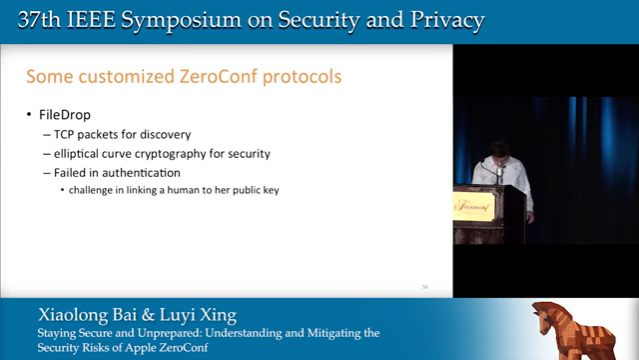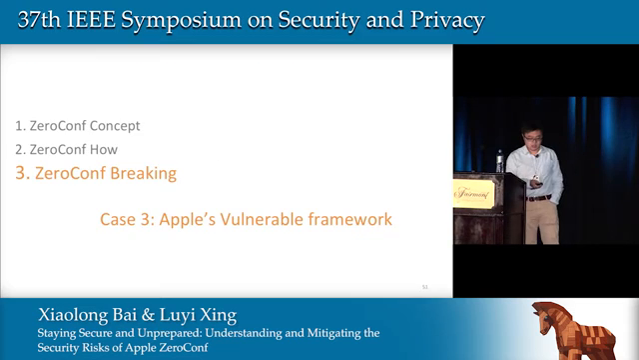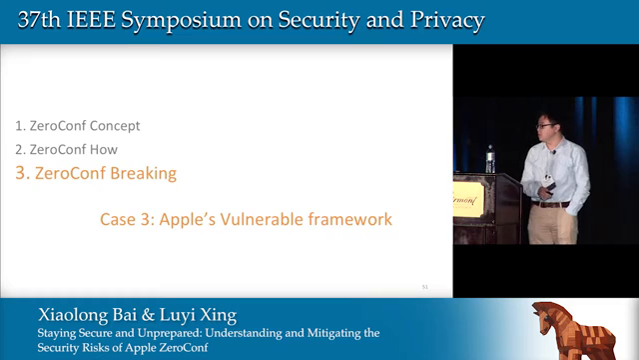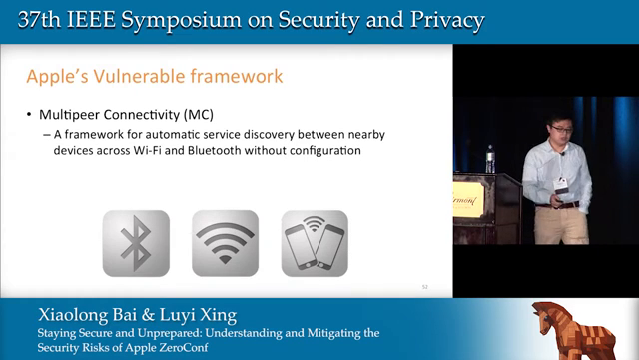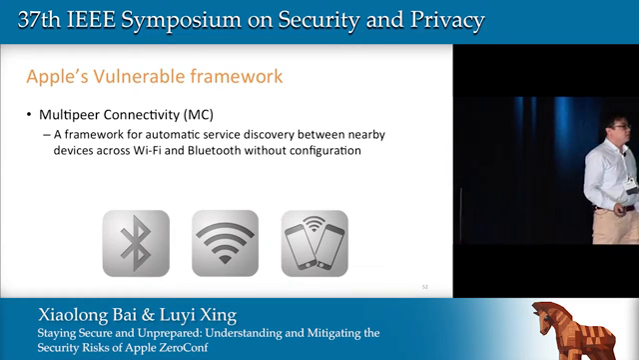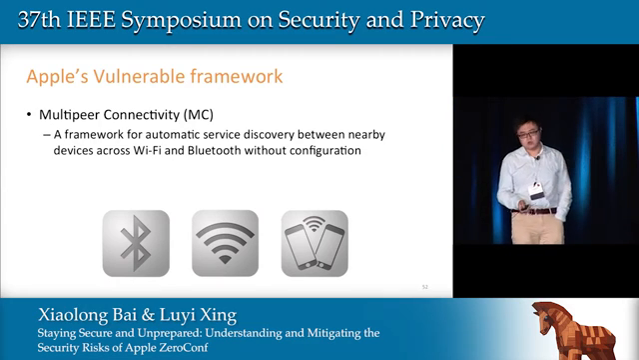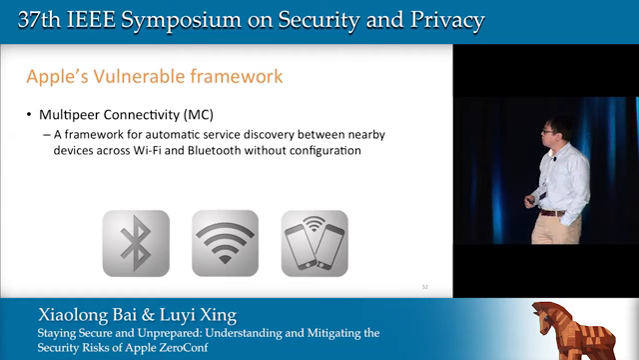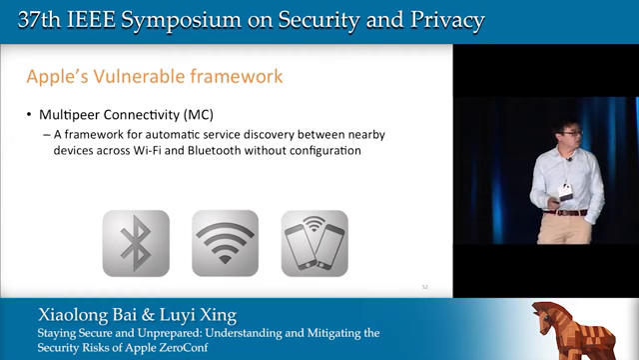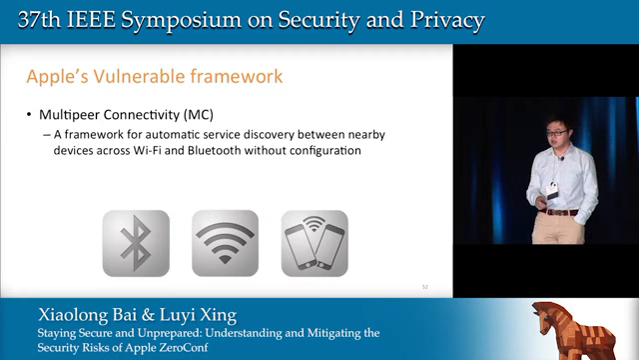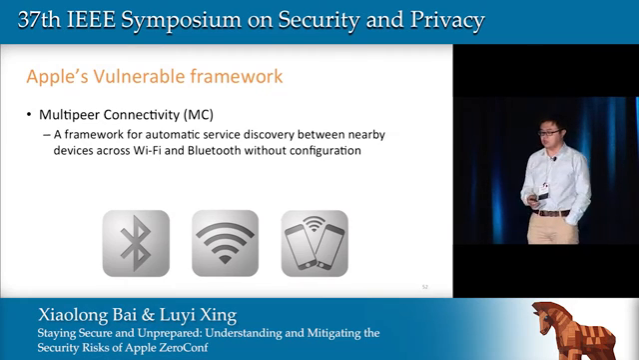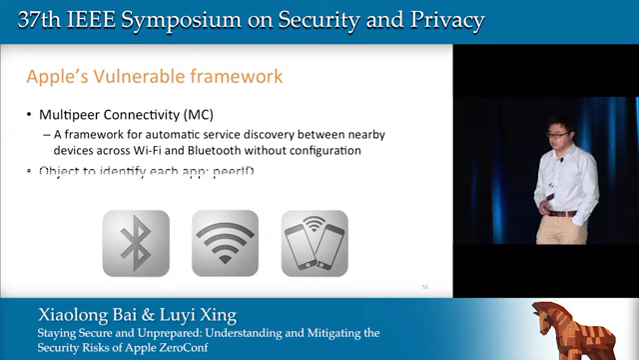Thanks, Luyi. Okay, everyone. Let's keep on attacking. Another vulnerability in Apple's zero configuration is Multipeer Connectivity. Multipeer Connectivity is a framework for service discovery between nearby devices. With the help of MC, nearby devices can discover each other without user involvement. And it works both on Wi-Fi and Bluetooth.